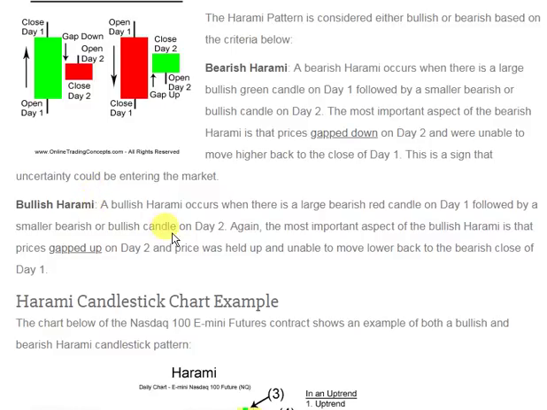Bullish Harami. A bullish Harami occurs when there is a large bearish red candle, so right here, on day 1, followed by a smaller bearish or bullish candle on day 2. Again, the most important aspect of the bullish Harami is that the price gapped up on day 2. You see that gap up, and the price was held up and unable to move lower back to the bearish close of day 1.